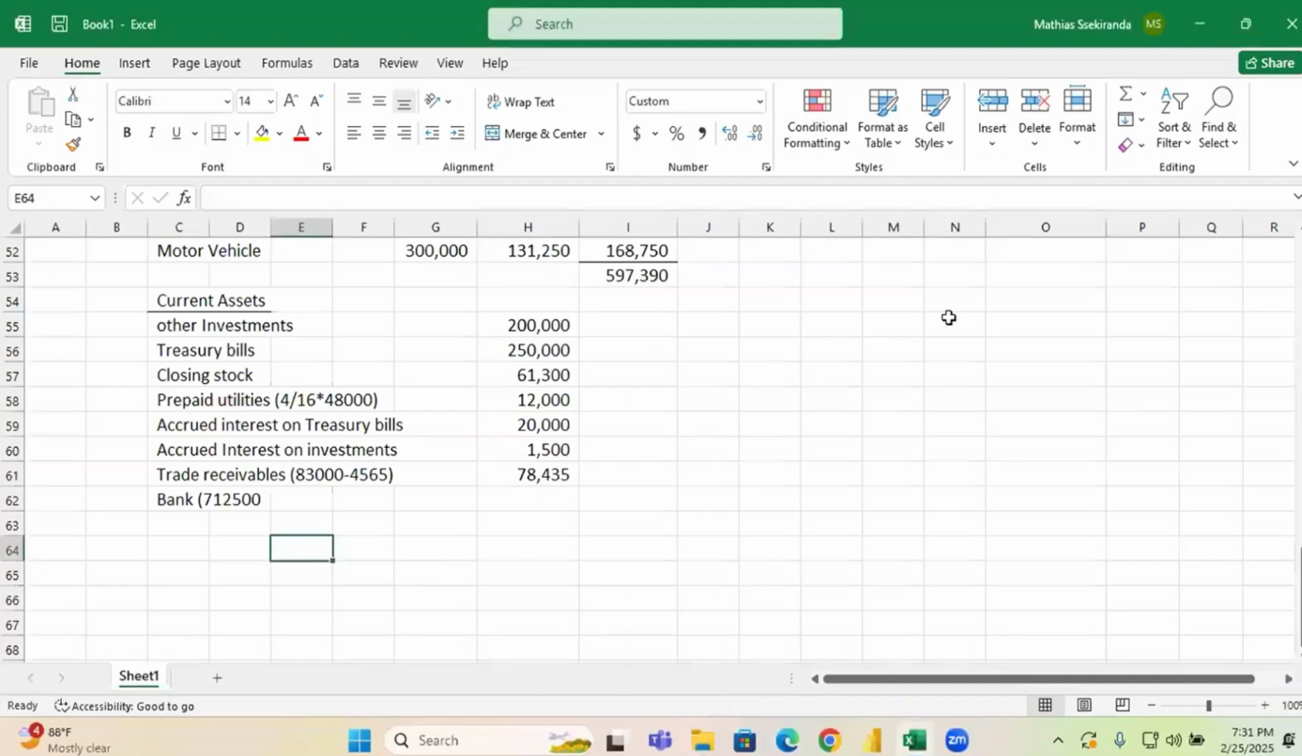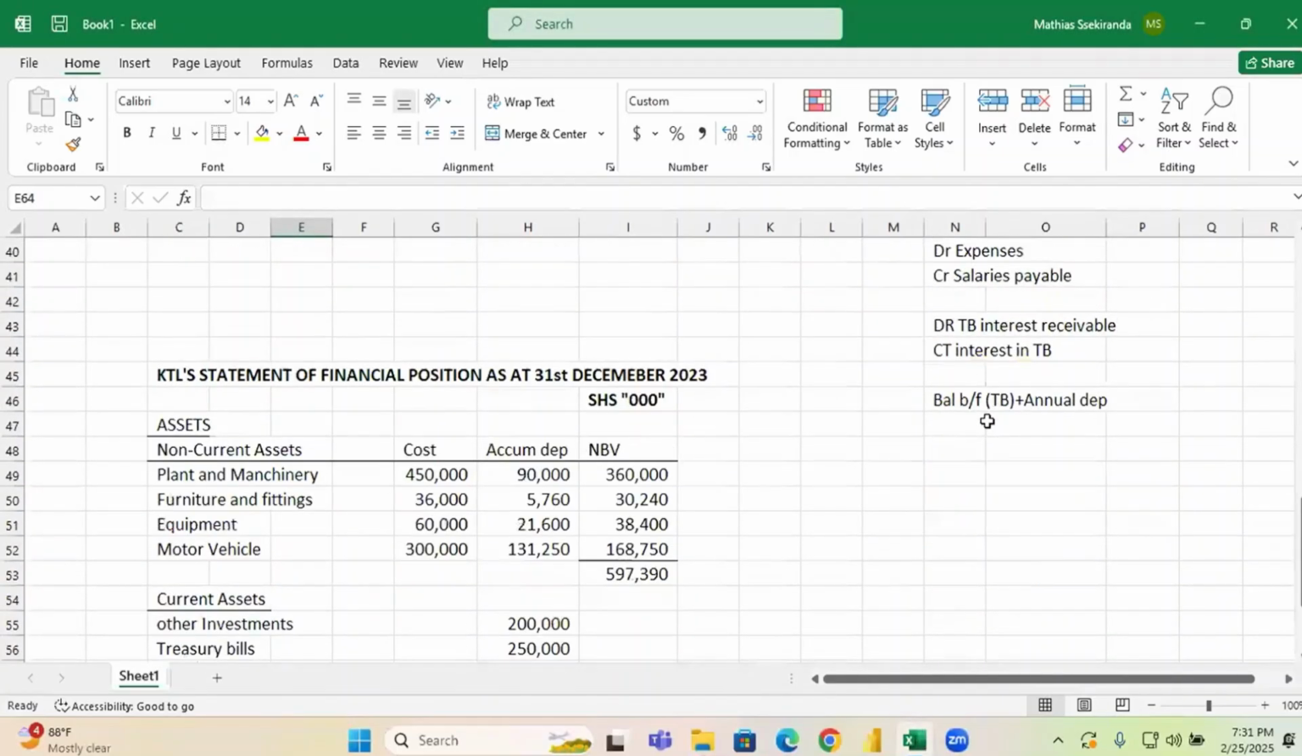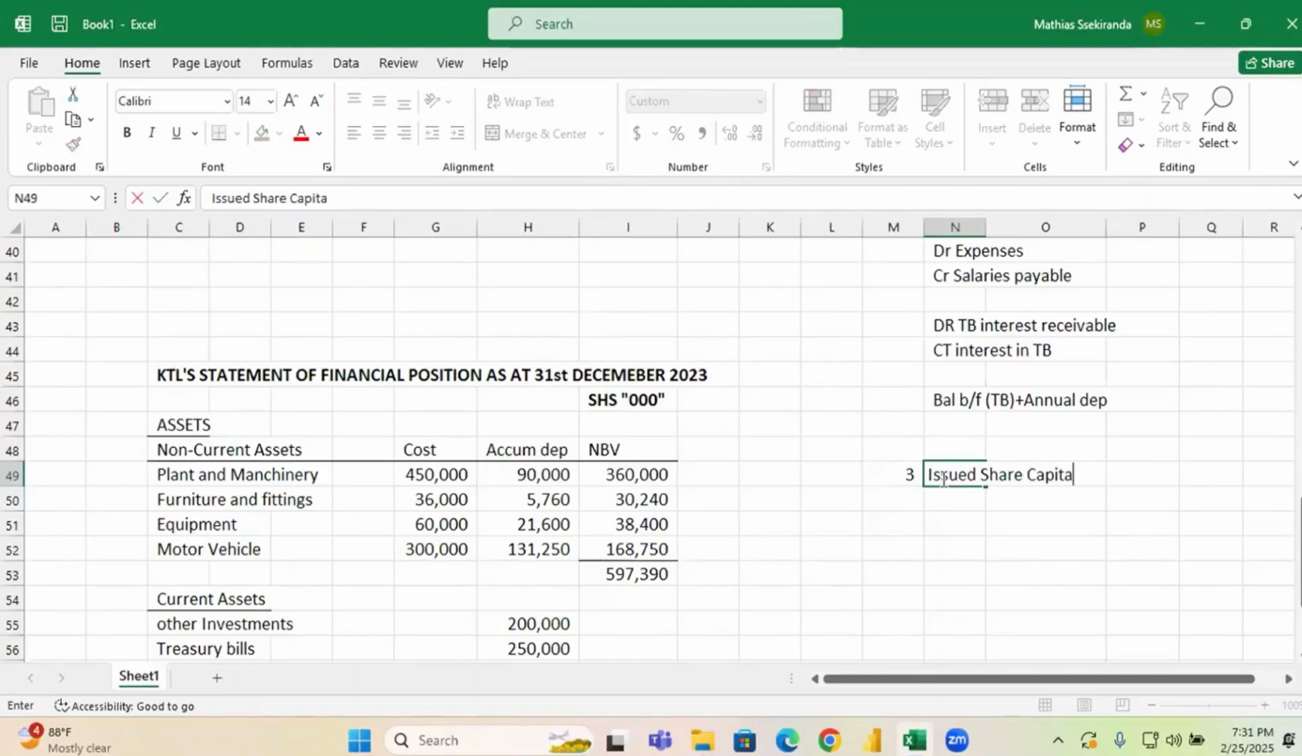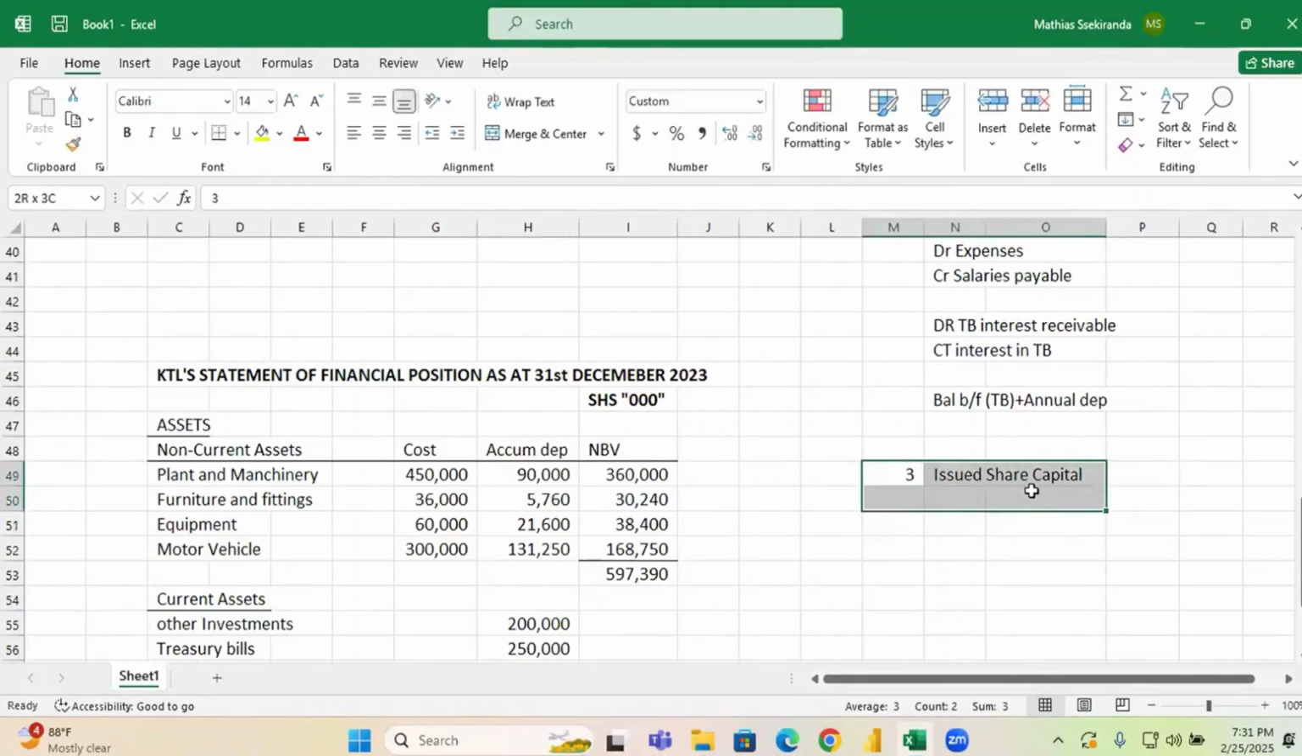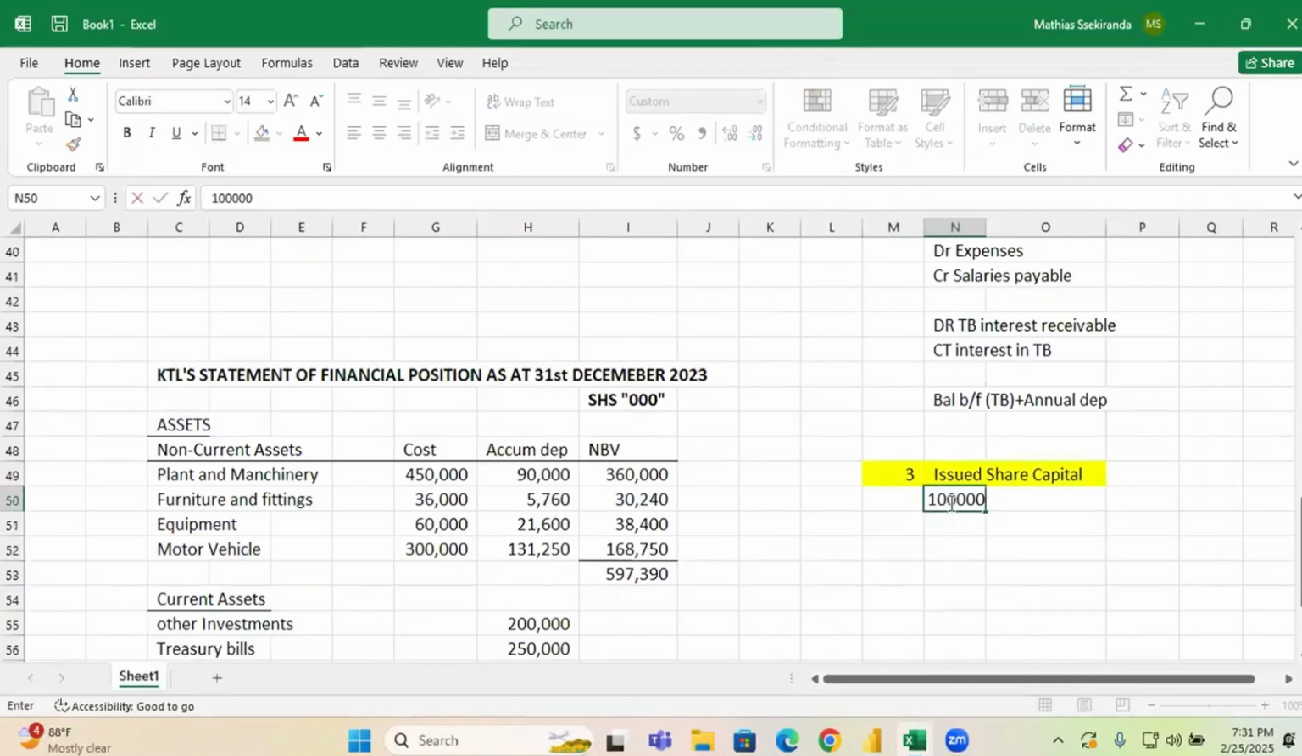So what do we do? Our working number 3 should be about issued share capital. Now, let me first compute the amount of money received. 100,000 shares, of course, this is what was issued. It was the balance to get to 600,000, so it is 100,000 shares times 1,200 each.